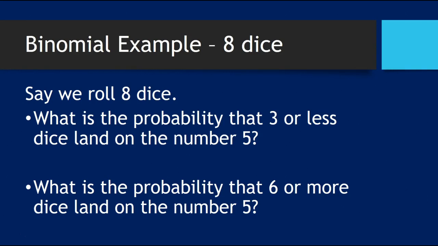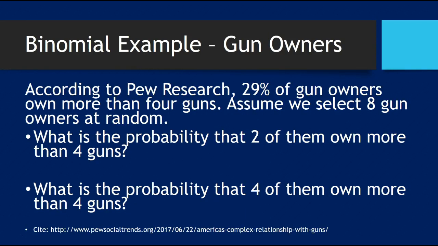So here's what I'd like you to do. I'd like you to do the exact same thing with this problem. It says, according to Pew Research, 29% of gun owners own more than 4 guns. Assume we select 8 owners at random. Now, be careful here because we're talking about owning guns plus gun owners, so don't get those confused. So we're selecting 8 gun owners. And we're asking, what is the probability that 2 of the owners own more than 4 guns?